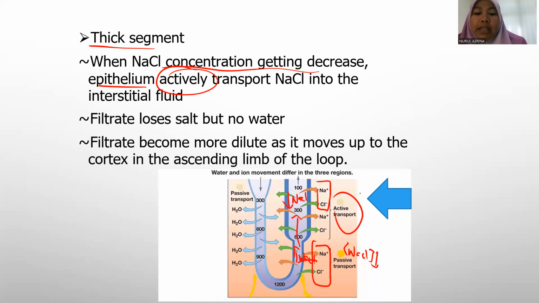So at the moment, NaCl concentration in the surrounding interstitial fluid of the medulla is increased. That's why you can see the thin and the thick segments have different modes of reabsorption of NaCl. So the filtrate loses salt, but no water, and that's why the filtrate becomes more dilute. The concentration of the filtrate is reduced, meaning it becomes more dilute as it moves up to the cortex in the ascending loop of Henle and then going into the next excretory tubule, which is the distal tubule.